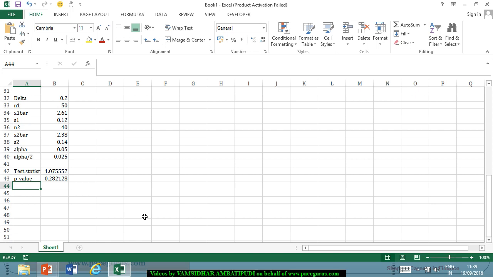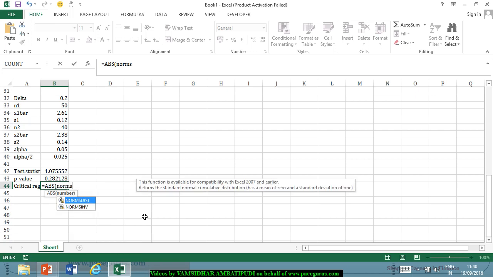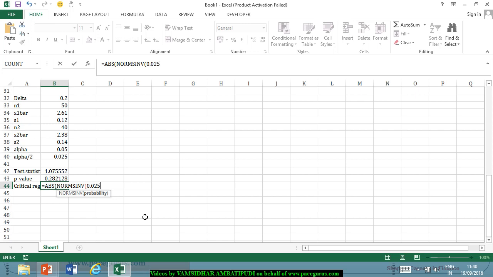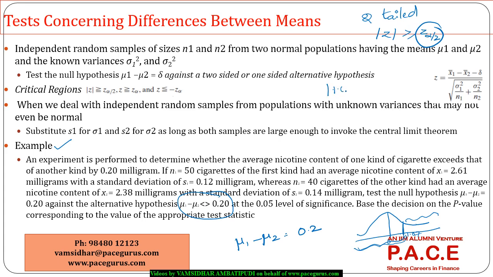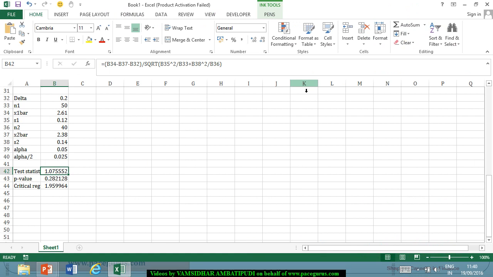Even if I have to compute my critical region here, I have to look at it with respect to z alpha by 2. So I'll use the NORM.S.INV associated with z alpha by 2, 0.025. So z alpha by 2 is 1.96. I'm computing my z, which is 1.07. So mod 1.07, is it greater than or equal to 1.96? If it is greater than or equal to, then it is in the critical region. I'll reject it, but it is not. So I'll not be able to reject the null hypothesis going with the critical region method. Even going with the p-value method, p-value is 0.28 greater than 0.05. So I would not be rejecting the null hypothesis.